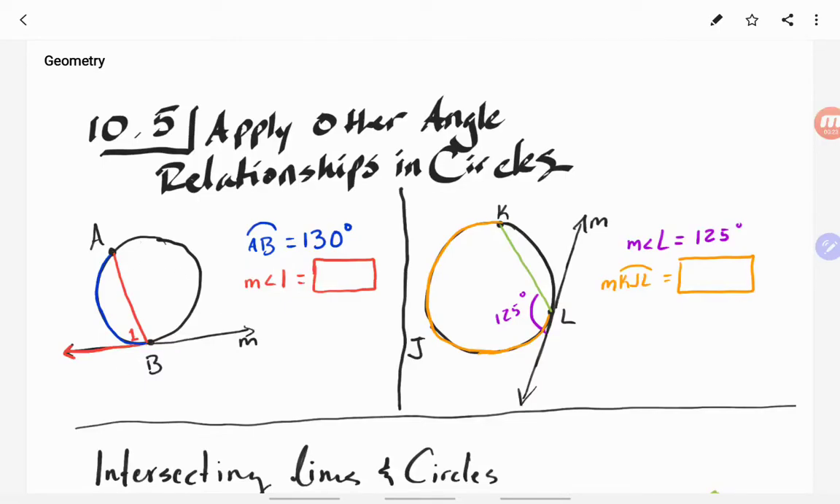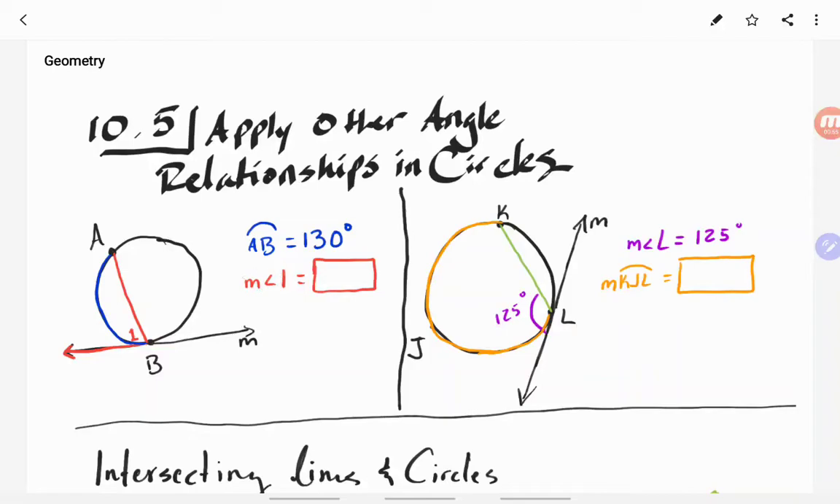10.11, right? So what I've got here is a tangent that's intersecting this circle at point B, right? And I can see that there is a chord AB within the circle, right? So if I want to find the angle measure of angle 1 here, I can utilize the arc measure to find that, right? So it's been stated here that arc AB is equal to 130 degrees.